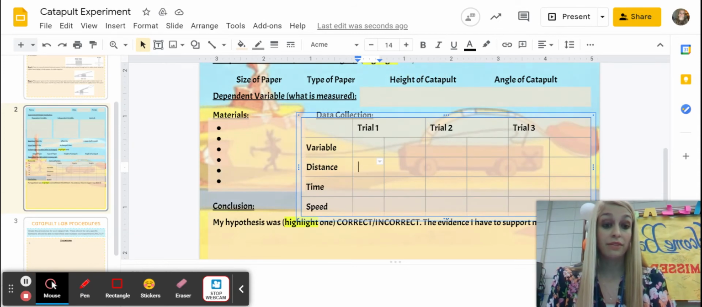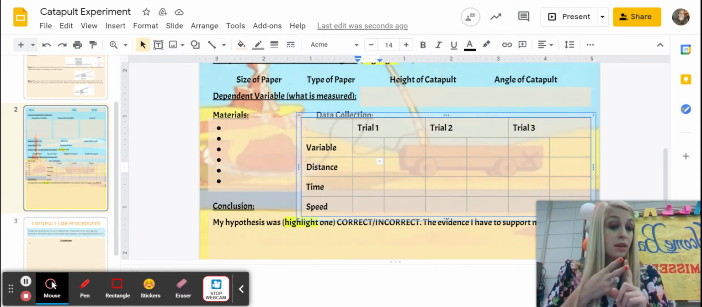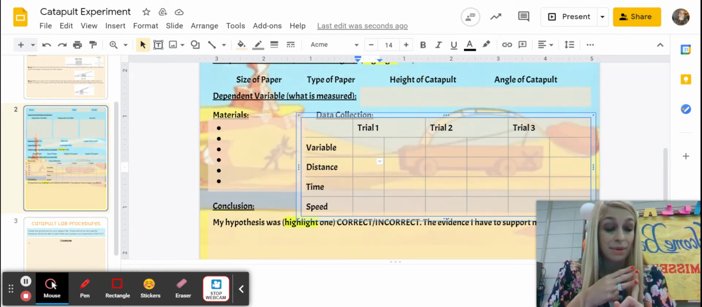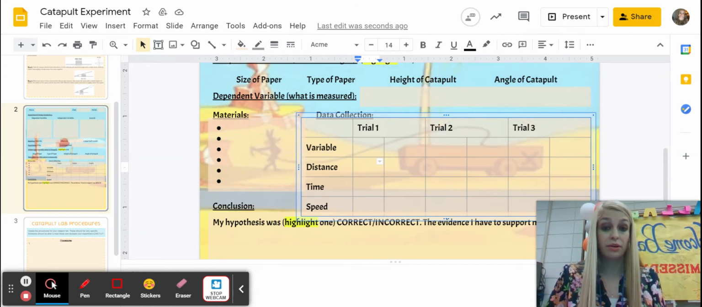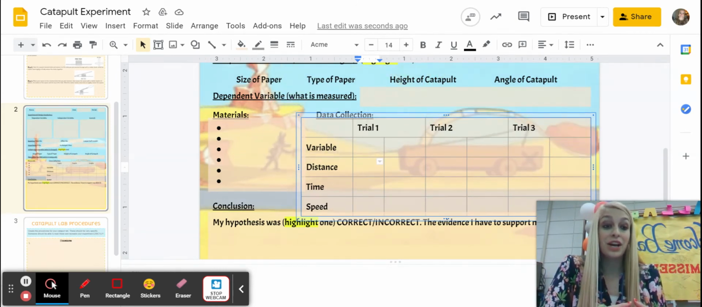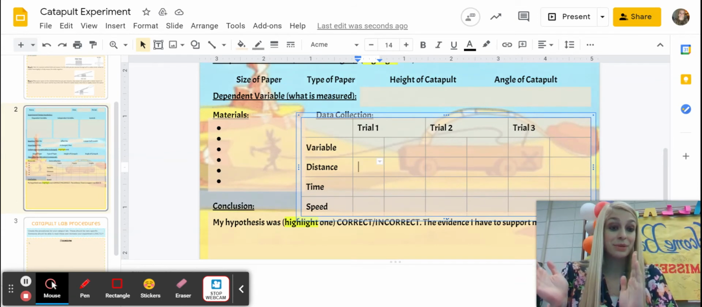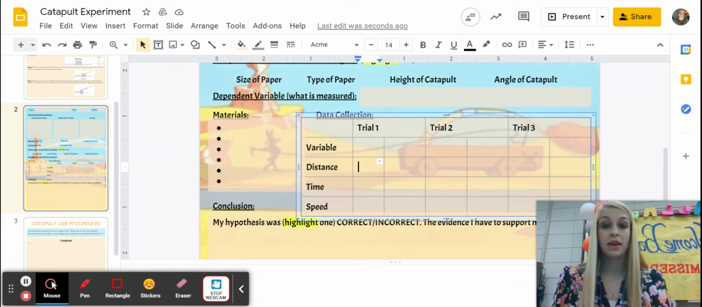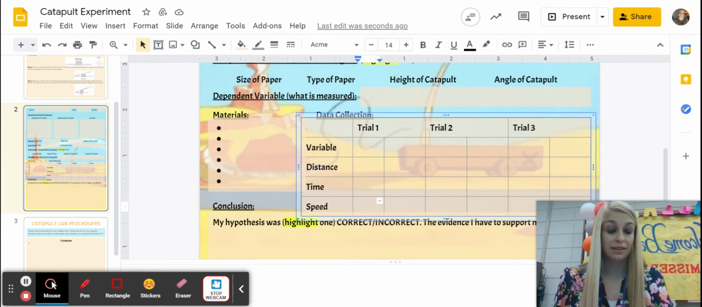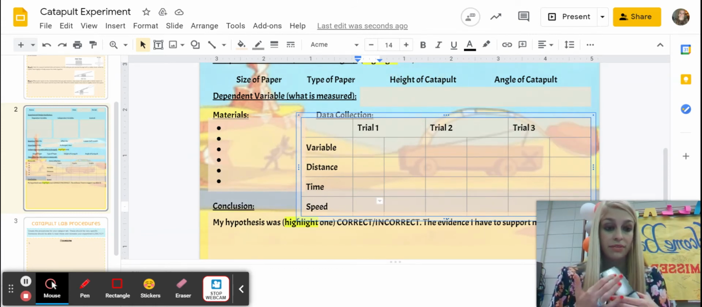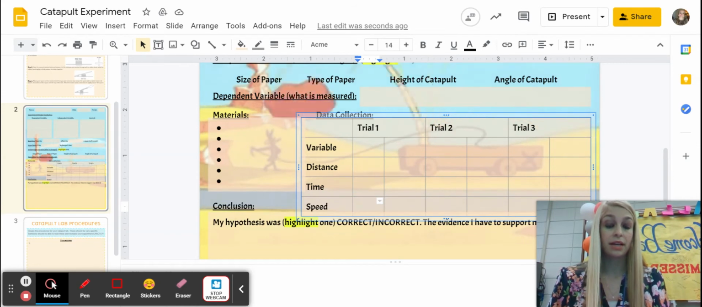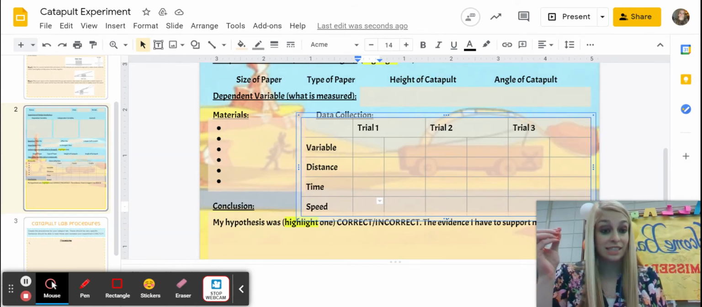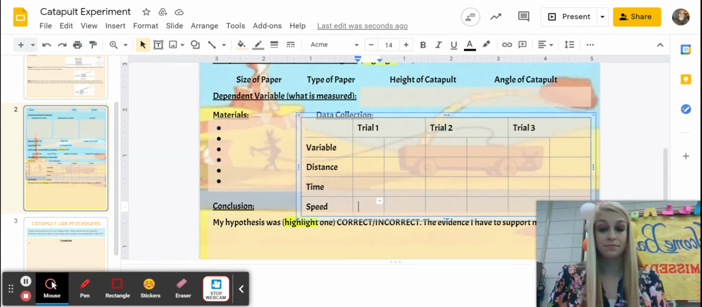The distance, you are going to have to use a ruler, tape measure, or estimate with like a shoe. Say a shoe is 12 inches. So estimate, did it go 1.5 shoes? That would be 12 plus 6 is 18 inches. It's okay to estimate. Speed, you have to calculate. Time, record with a phone. Speed, you have to calculate. So you're going to divide the distance divided by the time.